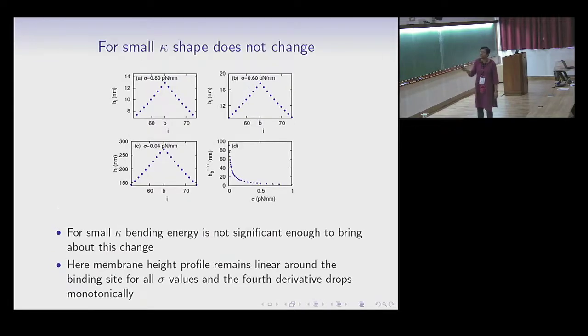When we do the same thing for small kappa value, however, we don't find this effect. We find for small kappa values, the height profile remains linear for all sigma values. Although in this case also the bending energy cost is increasing, the bending rigidity is not large enough. So the energy cost is not significant enough to bring about this qualitative change in the protrusion's shape.